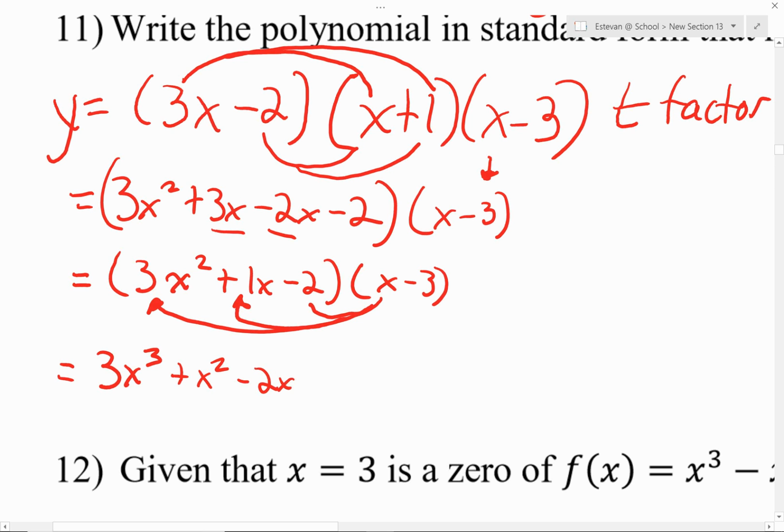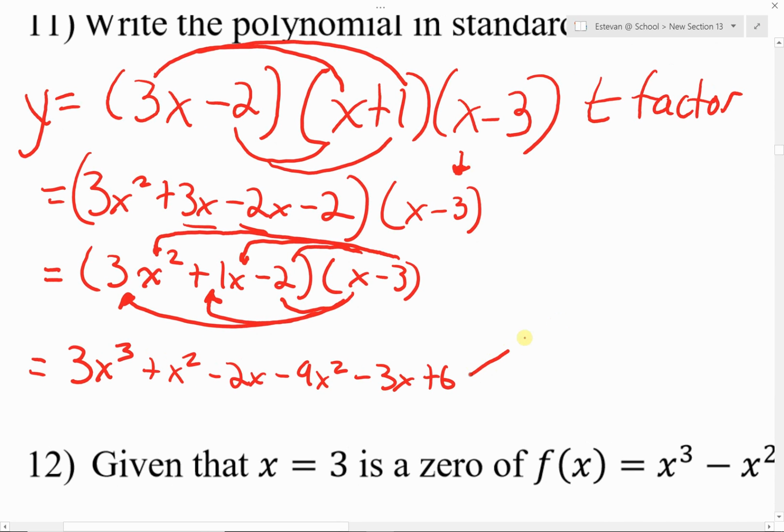Now that I finished distributing the x, I have to distribute the negative 3. Negative 3 all the way in the corner. That makes it a negative 9x squared. Negative 3 distributed again. That makes it a minus 3x. And then lastly, negative 2 times negative 3 comes out to be positive 6.